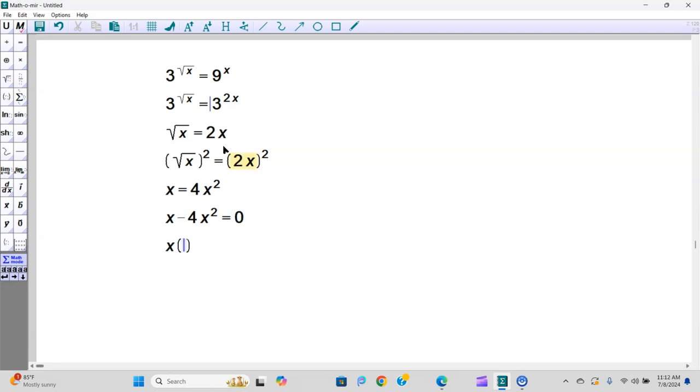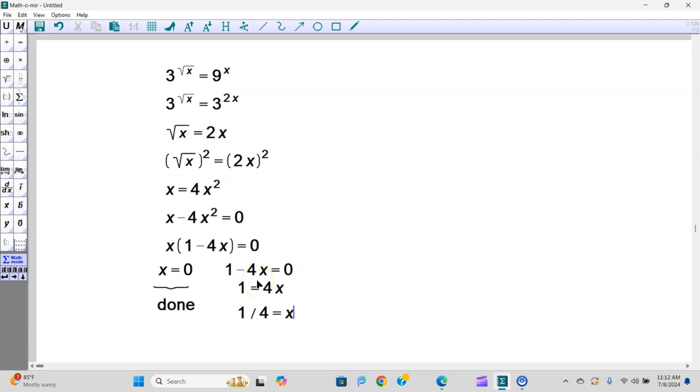All right, factor an x out, that's going to leave 1 minus 4x equaling 0. Then use the principle of zero products: x is 0 or 1 minus 4x equals 0. Well, this part is already done here. Here you need to solve for x, so 1 equals 4x, add 4x, divide by 4, so 1/4 equals x.